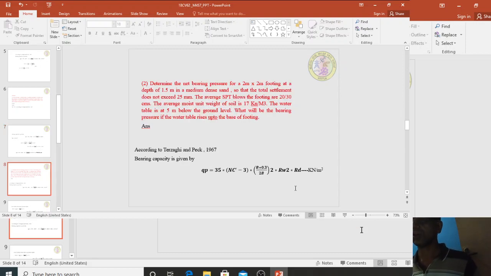Take one more problem. Determine the net bearing pressure for a 2 meter by 2 meter footing at a depth of 1.5 meter in a medium dense sand, so that the total settlement does not exceed 25 mm.